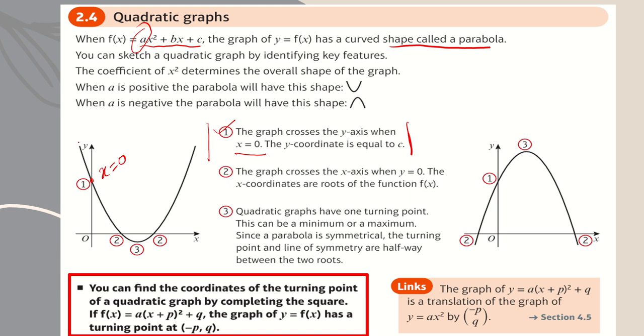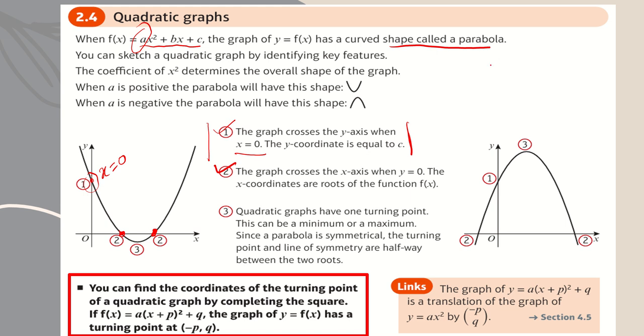If we have to find where the graph crosses the y-axis, we need to put x equal to 0 and find the value. Second point, the graph crosses the x-axis when y equals 0. That means if you have a quadratic expression, you just factorize it and you will get two values of x. Those two values of x will be these 2 points.